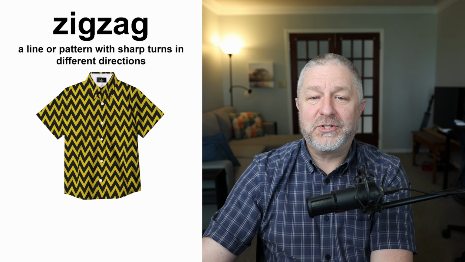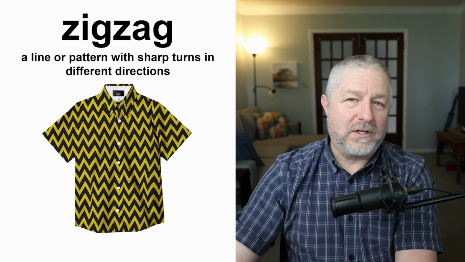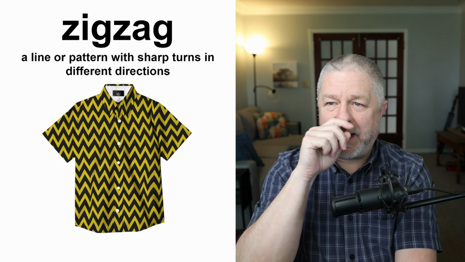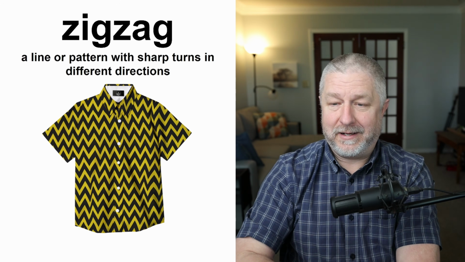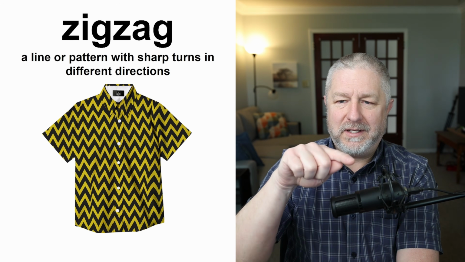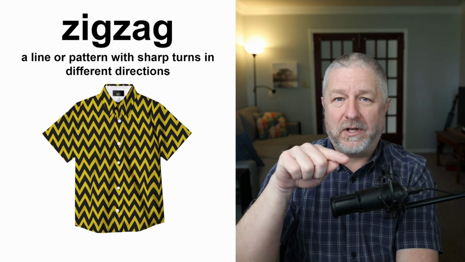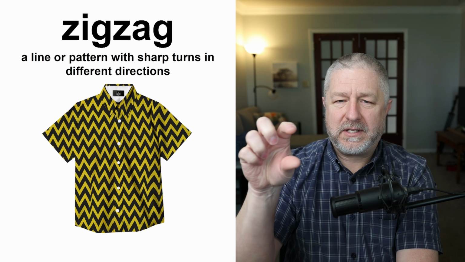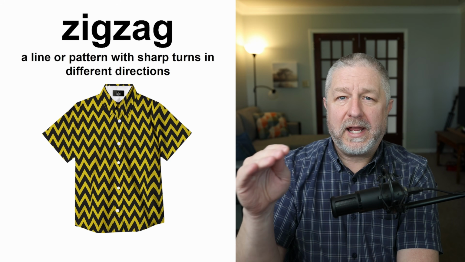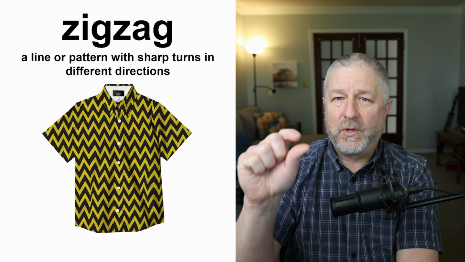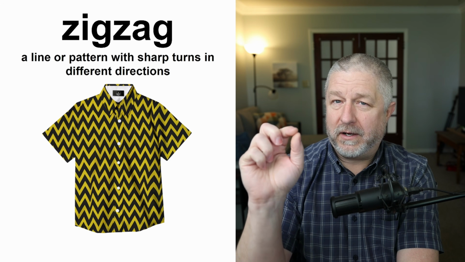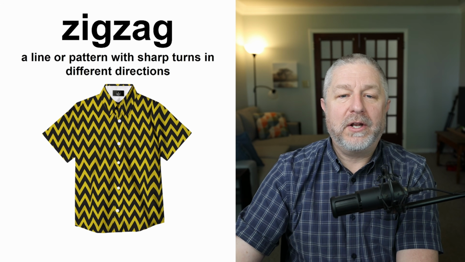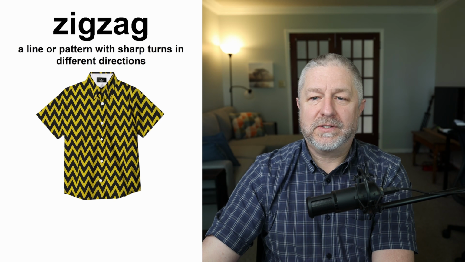Zigzag, a line or pattern with sharp turns in different directions. This shirt would drive me crazy. If I saw someone wearing this shirt, it would just make me feel strange. I have trouble looking at it right now. But you can see that the line zigzags. The line goes up and down. It takes sharp turns in different directions, and they are all the same. It's not random or chaotic. It's definitely a very logical, orderly pattern of a white line or a black line going up and down, and then a yellow line below it. So zigzag, a line or pattern with sharp turns in different directions.